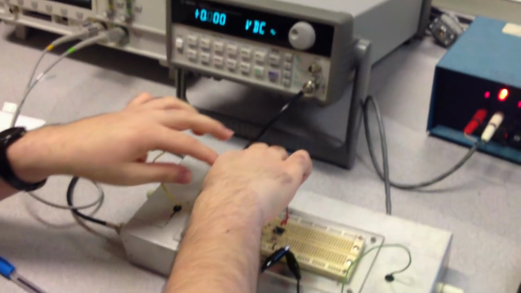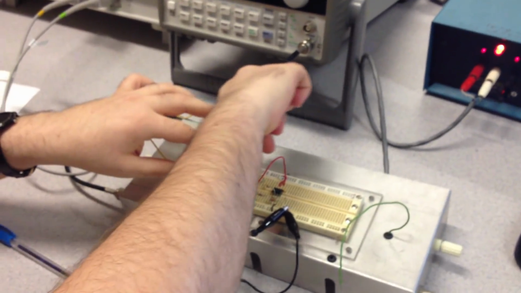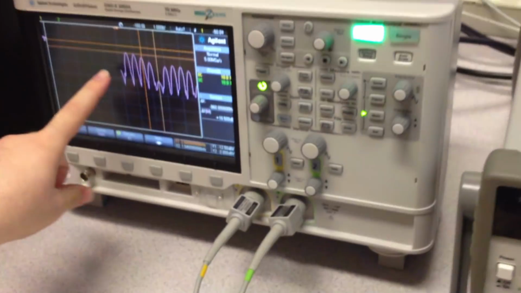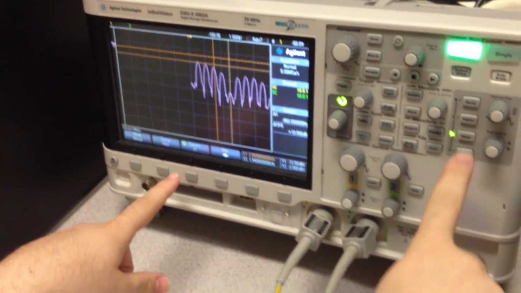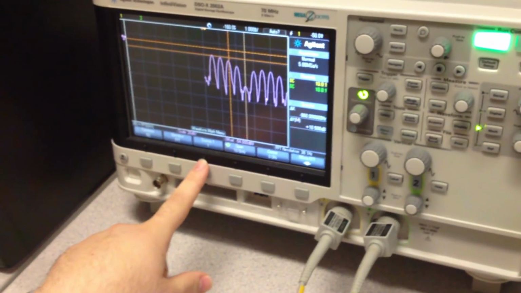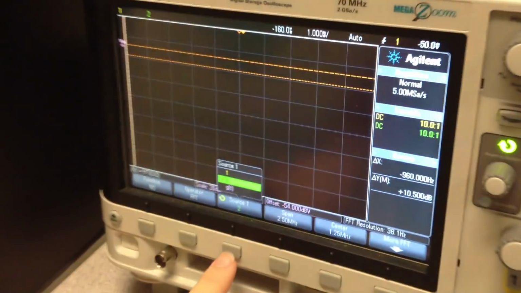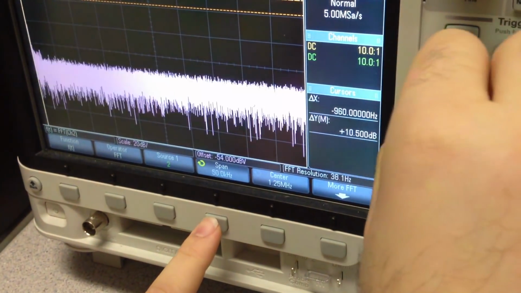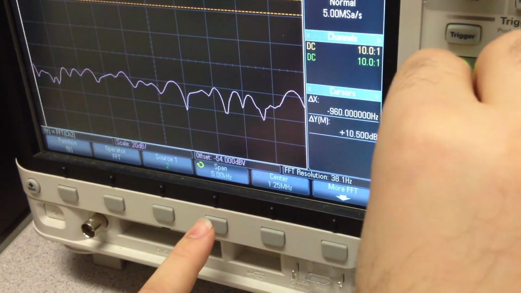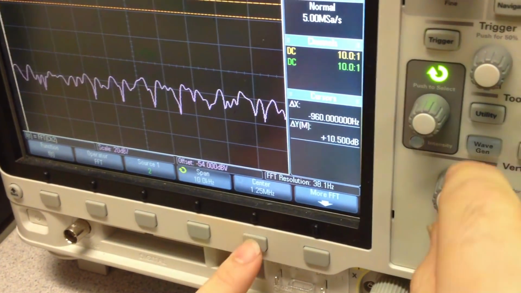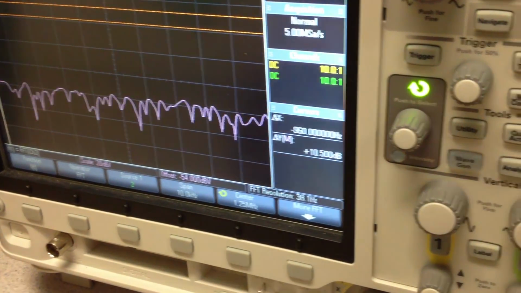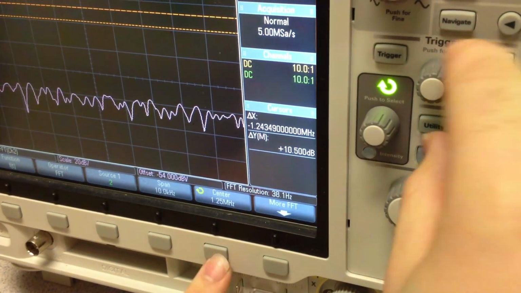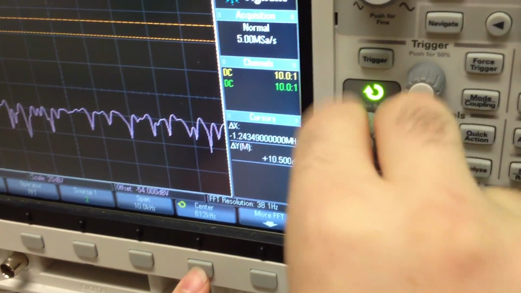we need to use the output spectrum. Okay. This is the spectrum of the input. When we press math, it depends on source 1. I want now source 2, which is the output. Again, we want the span, maybe 10 kilohertz. And again, the center frequency should be 0.